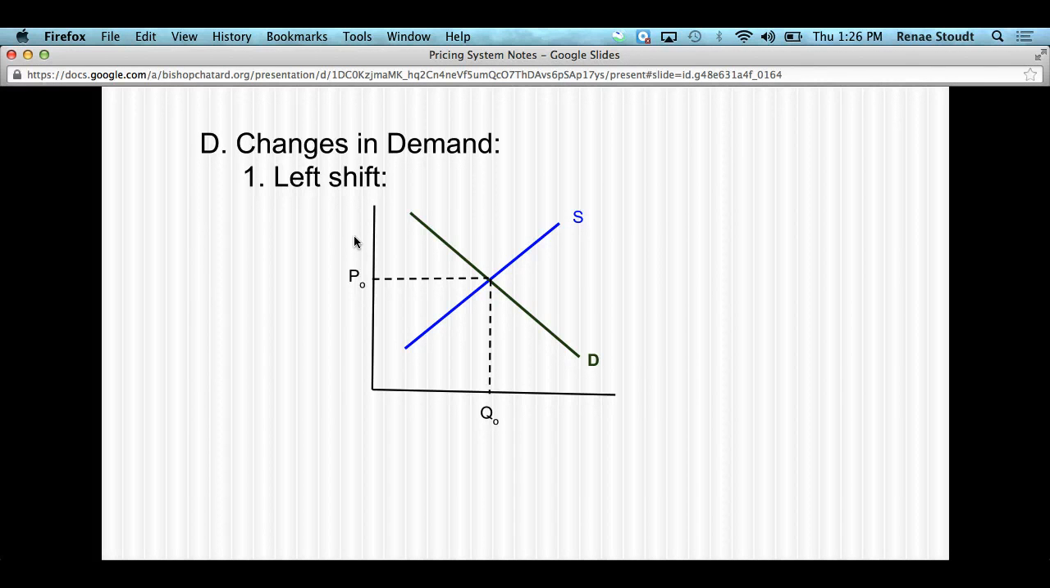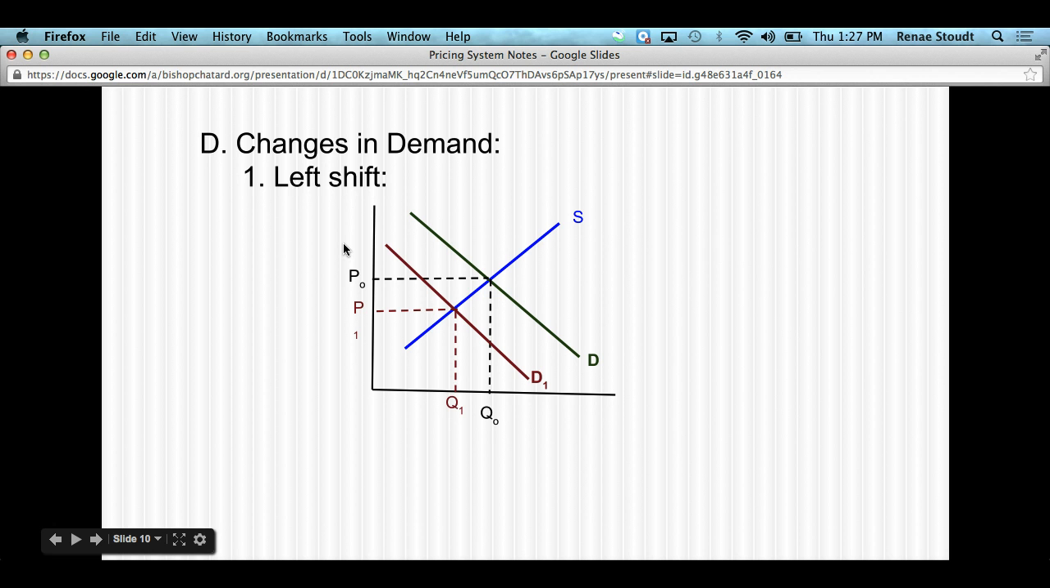Okay, so what would be something that would cause a left shift in demand? Unemployment rate goes up. What factor would that be? Income. So if the unemployment rate goes up, that means people have less income. So our demand curve shifts to the left. All of a sudden we have a new equilibrium. Our equilibrium has now moved, and now here's our new equilibrium price. Here's our new equilibrium quantity.